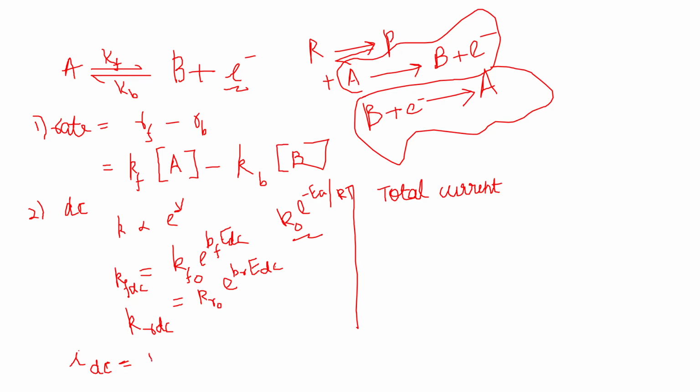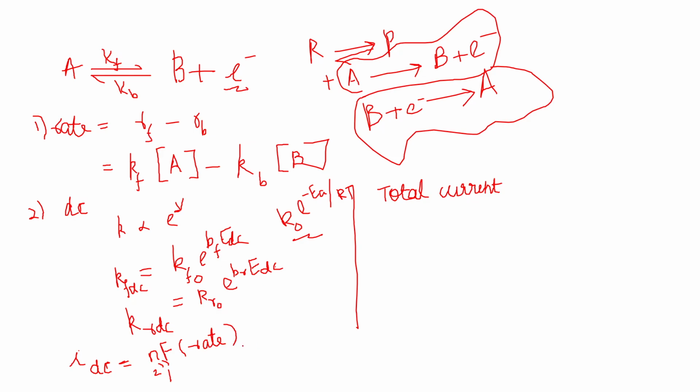Yes, but don't forget there is an N into F into rate, where N is the number of electrons. This is important because here it is only one electron. When the number of electrons changes, your equation will change. So here it's one. Make it a practice to write N into F, so that when the number of electrons involved in the reaction changes, you don't make the mistake. Ma'am, that BF in the reaction KFDC, KF naught e to the power BF, that BF also depends upon the number of electrons, no? Yeah.